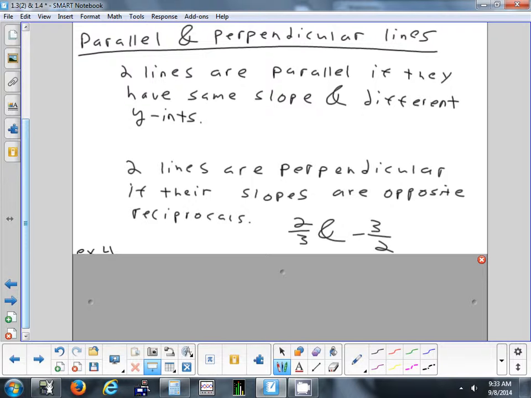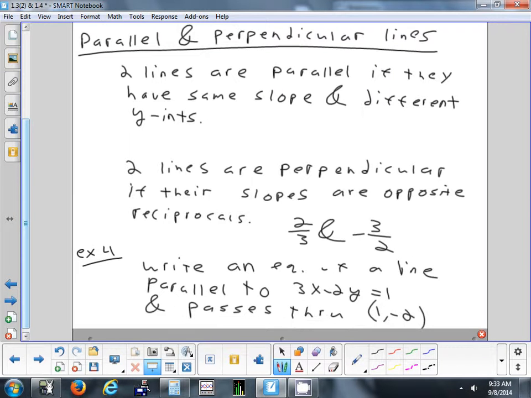The only special case to that is a horizontal and a vertical line. A horizontal line has a slope of 0. A vertical line is undefined. But those are perpendicular, even though one of the slopes is undefined. Any questions on how you would do this?